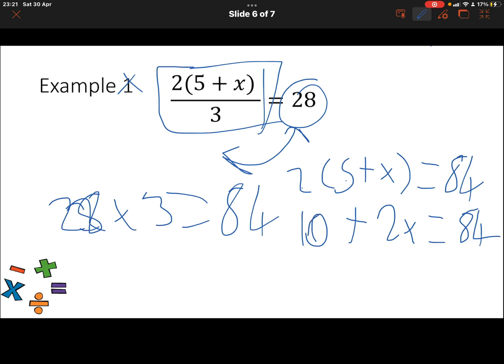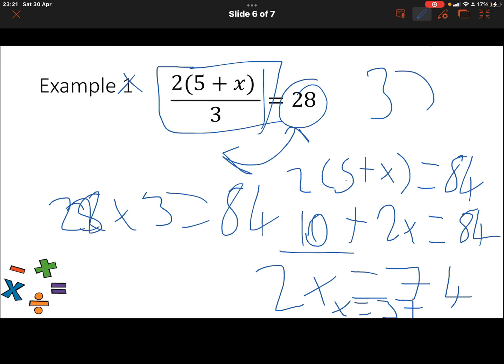Right? So, how do we work that out, Jake? Well, it's super easy. You're going to get rid of that plus 10. So you're going to minus it. So now you know that 2x equals 74. Now that means we've got to go 7x. Now what's 7x going to equal? It's going to equal 37. And that is that. It's that easy.